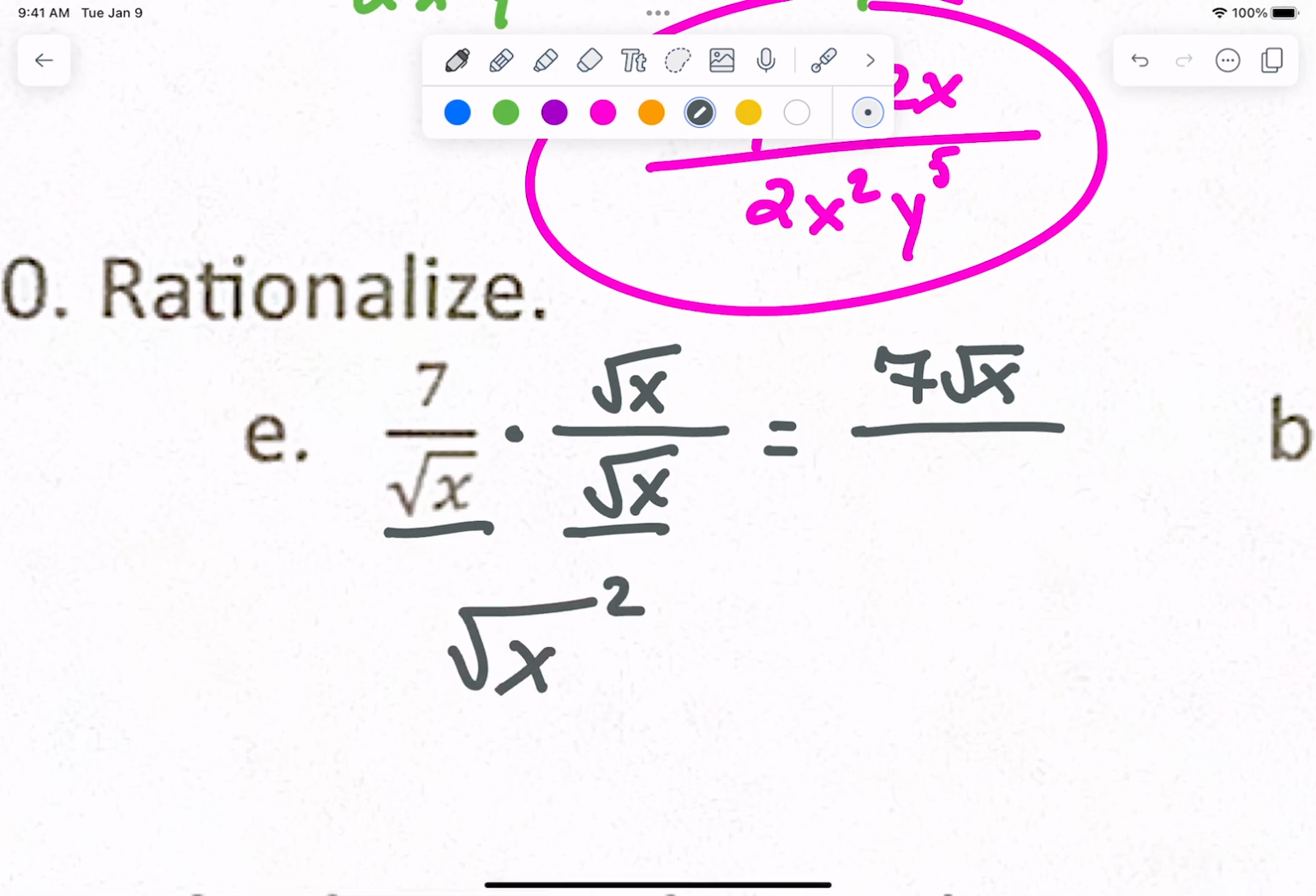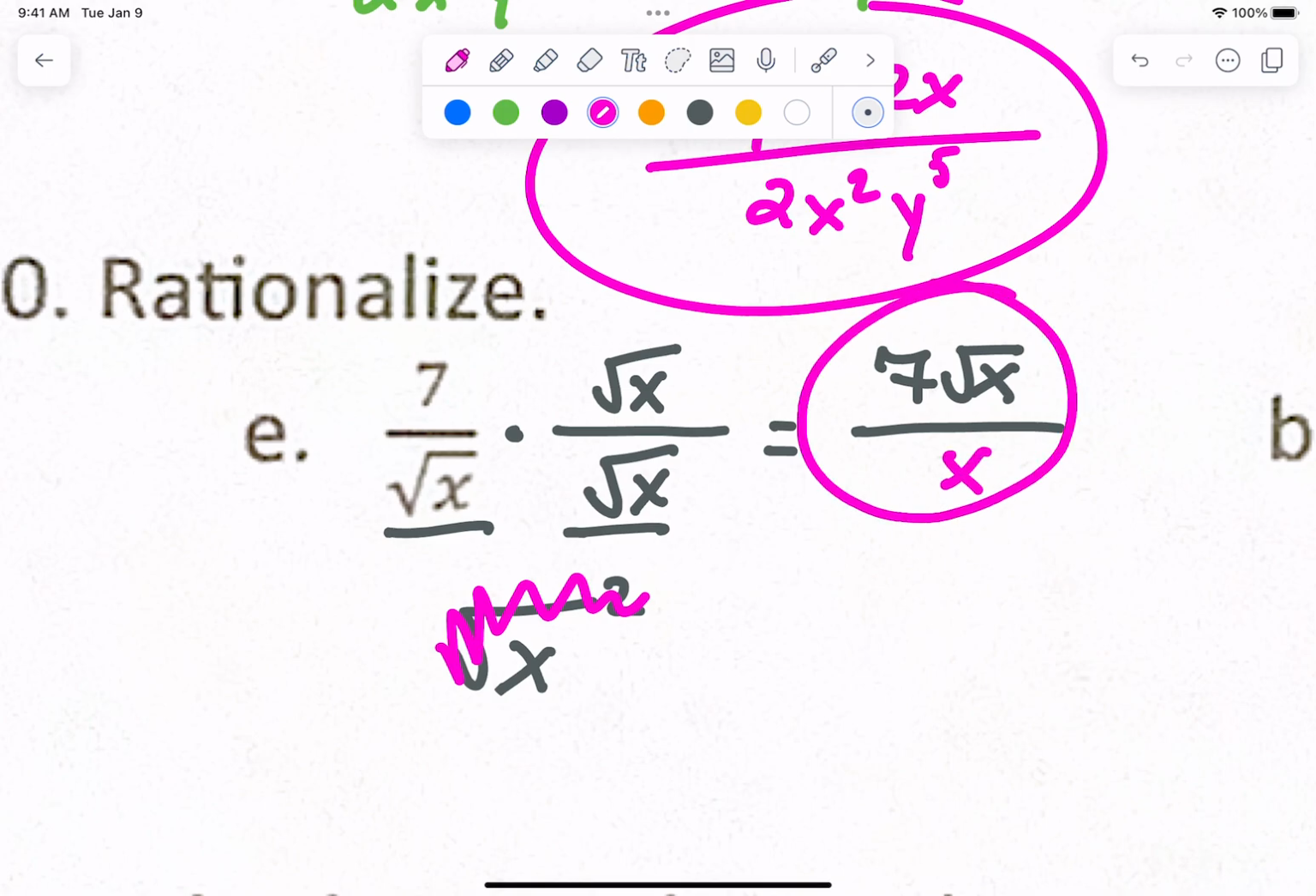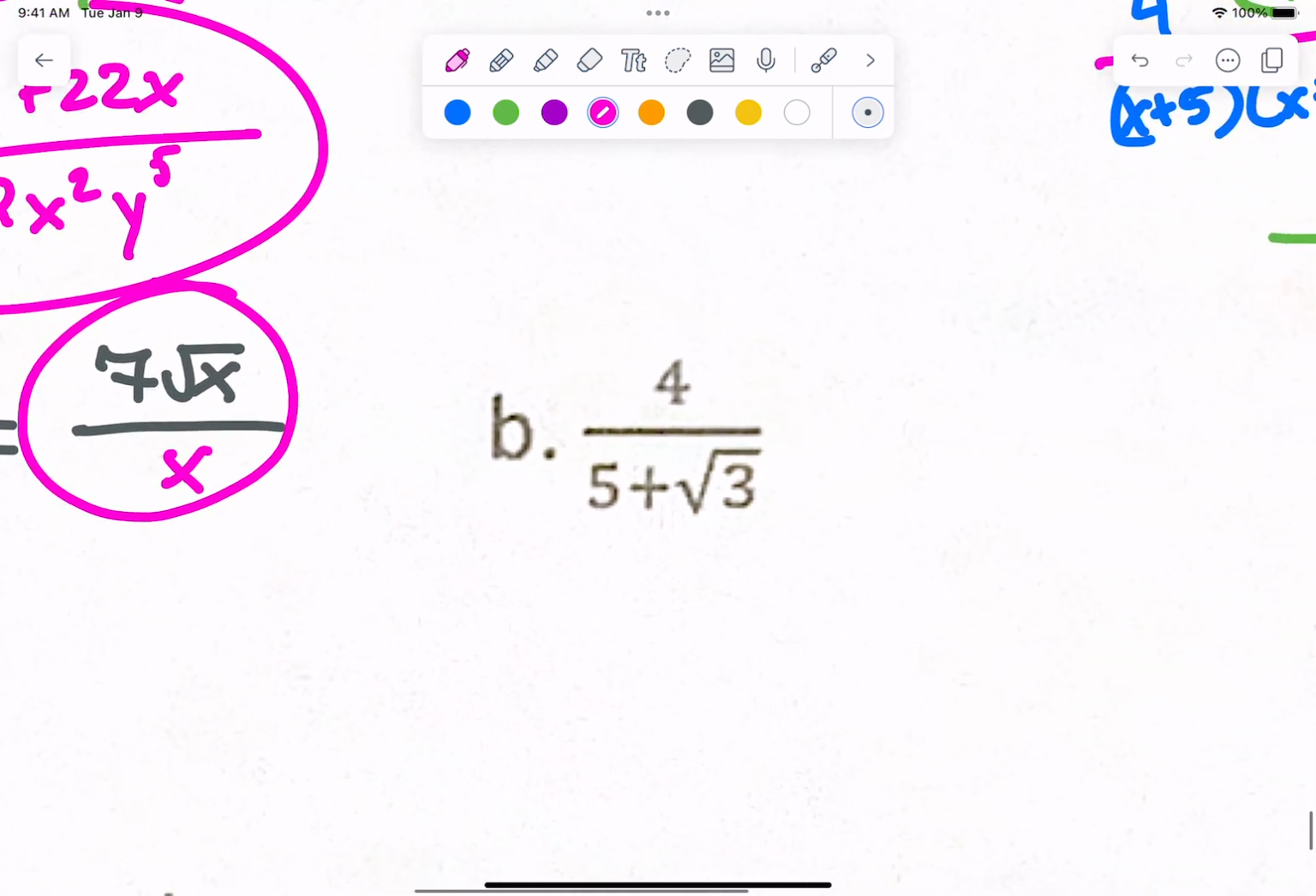But what's the square root of x squared? X. This goes away, so it's just x on the bottom. There's what it looks like. Now, have I successfully gotten rid of the square root in the bottom? Yeah, we're good. Well, that's the answer. If you still have a square root in your bottom, you're not done yet, or you didn't do it right. Do you want to try one of these on your own?